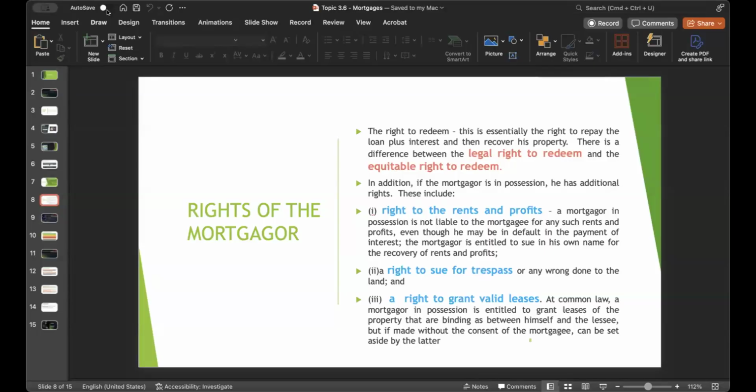But remember, consent is also important. So you can't just do any and anything on the property, especially if it may diminish the value of the property, because that will end up disadvantaging you as the mortgagor. So you have to go to the mortgagee for consent to use the property in a certain way.